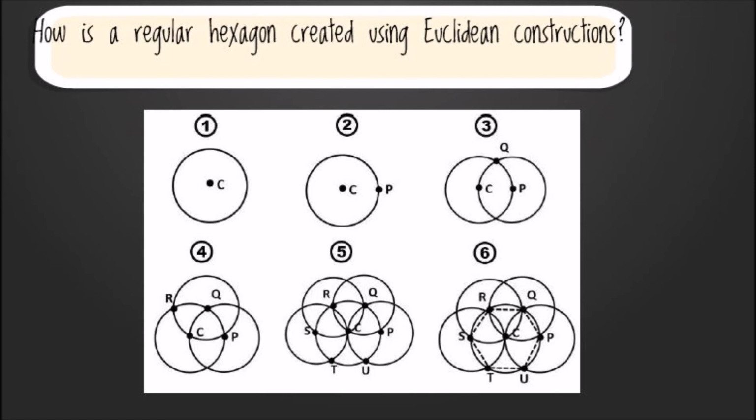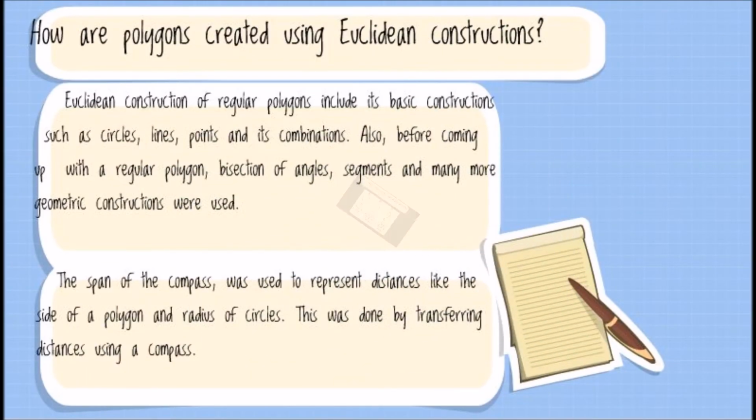Label it as Q. With the same span of compass, move the compass point to Q and make another small arc on the circumference of the circle and call it R. Keep repeating this process of stepping around the circle until you return to point P. Label the produced vertices as S, T, and U. These 6 vertices will make up the regular hexagon. Based on the example, Euclidean constructions of polygons also include circles, lines, points, and combinations of these geometric objects.